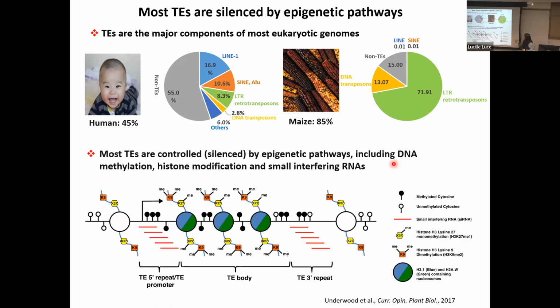They are silenced by epigenetic pathways, including DNA methylation, histone modification, and non-coding RNAs, for example, small interfering RNAs. So if you pick a transposon in a genome, most of the time you will find it is silenced. It is either methylated or histone modified, so they can't move anymore. That's what we find right now.